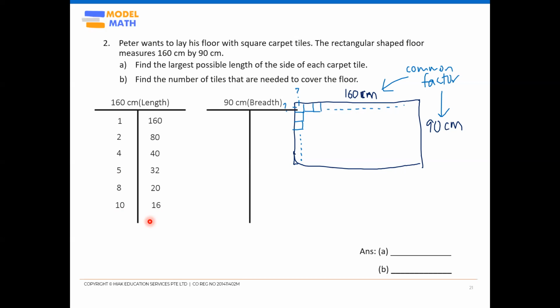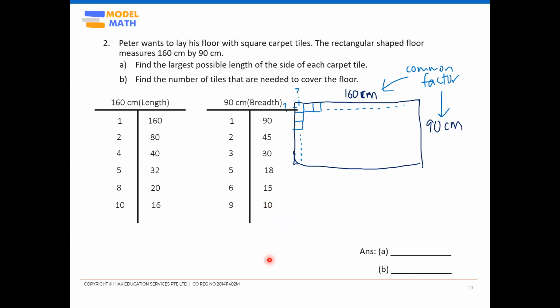So factors of 90. So start with 1 and 90. 2 also possible, right? 2 and 45. 3 also can, 3 and 30. 4 cannot, so 5 can, okay, because ends with 0, so can divide by 5. 6 also can, okay, so 6 and 15. 7 cannot. 8 also cannot. 9 definitely can. 9 and 10. 10 is already here. So that's all. You know it ends already. Okay, so don't need to go on to think anymore.